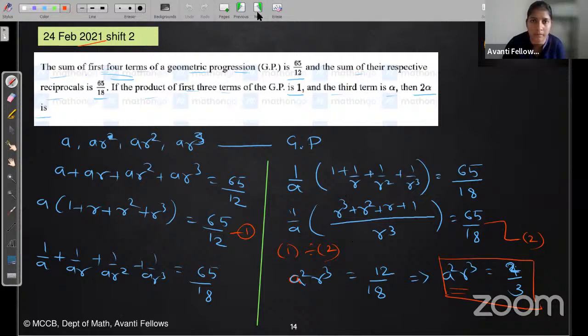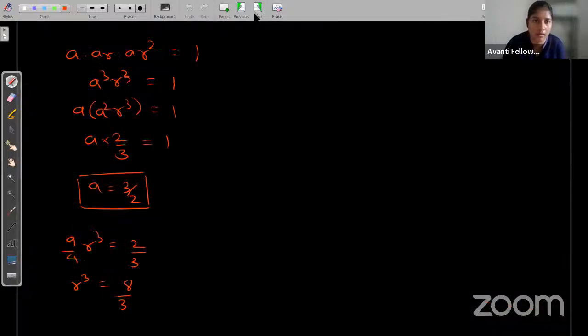9 by 4 is equal to 2 by 3. Yeah, correct. So this is going to be 8 divided by 9, and this is 27, right? Correct. So this will imply R is equal to 2 by 3. Correct? R is equal to 2 by 3.